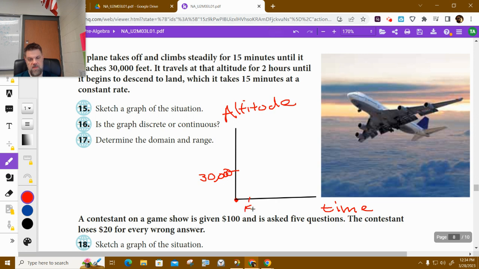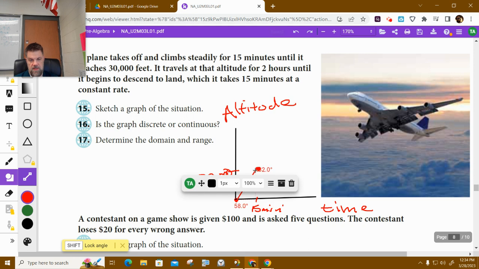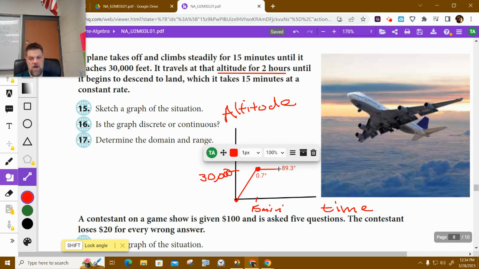So we'll call this 15 minutes. So in 15 minutes, it goes from 0 feet to 30,000 feet. Okay? Let me redo that so it's straight. So it goes from here to here in 15 minutes. So then it travels at that altitude for 2 hours. So for 2 hours, it just stays at that height.